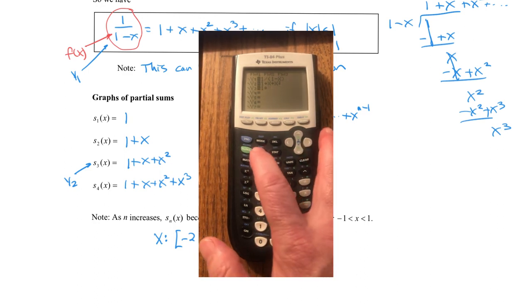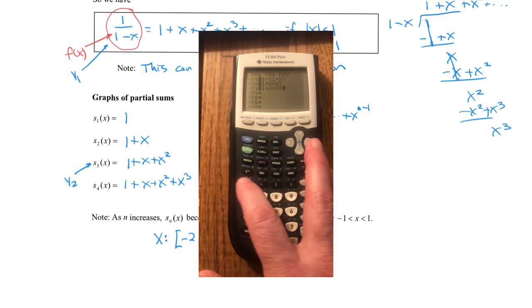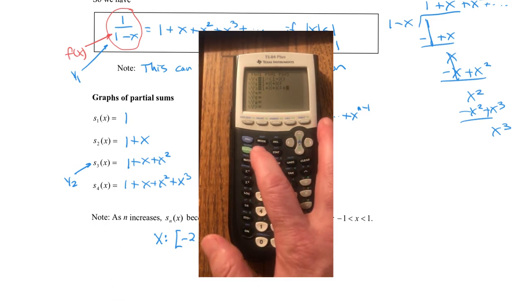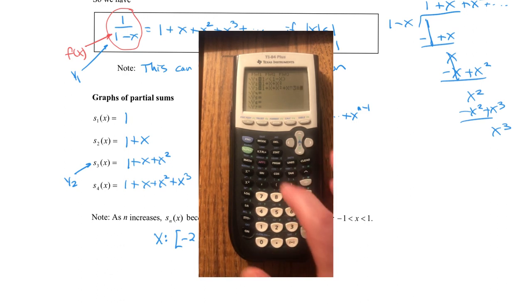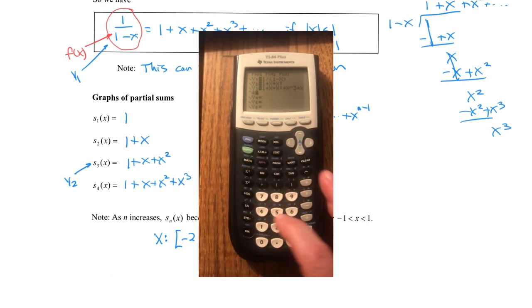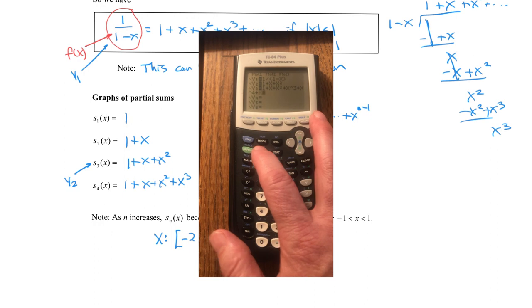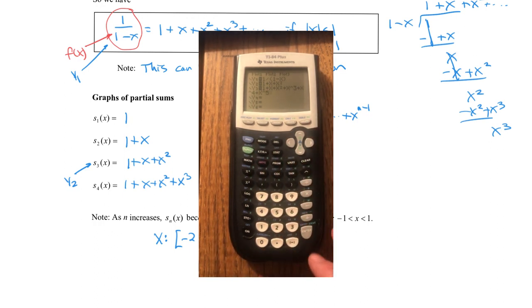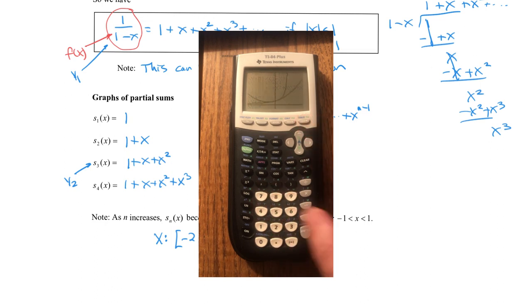I'm going to go 1 plus x squared. Let's go plus x cubed plus x to the 4th plus, let's make it a 5th degree. Okay, we'll make it a 5th degree. And then if I hit graph, it will hug the curve even better.